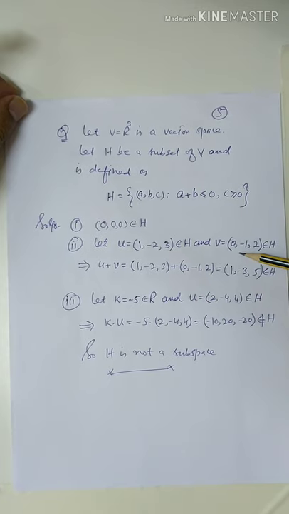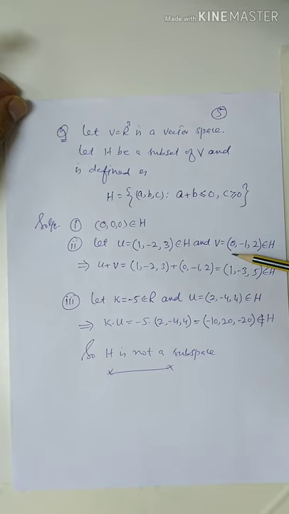So again, if you want to check the condition, a is 0, b is minus 1, c is 2. So 0 plus minus 1 will be minus 1, which is less than 0, and c is 2, which is greater than 0. Again, this belongs to H.